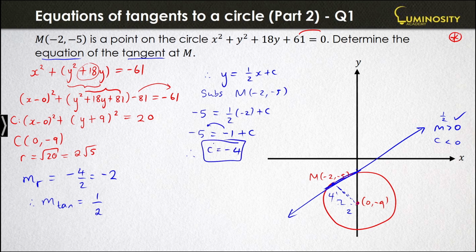Okay, and that's pretty close to what we had. So c is a negative value. That makes sense based on our geometry. So y is equal to a half x minus 4. That is the equation of the straight line tangent at the point M to this specific circle. Awesome.